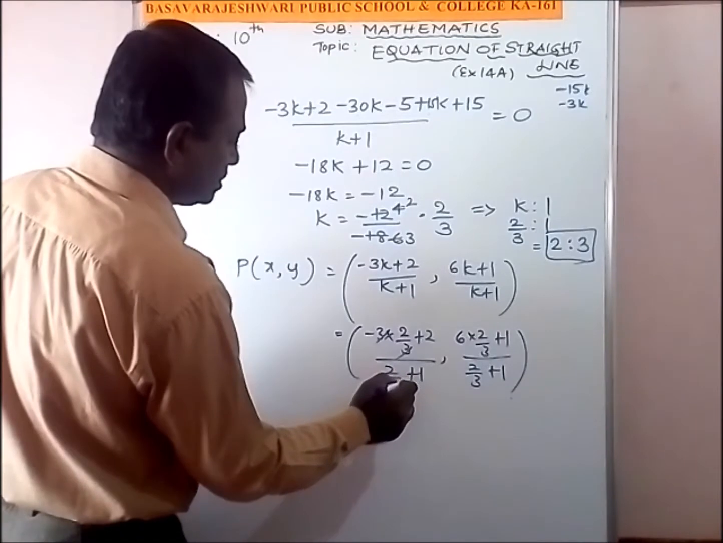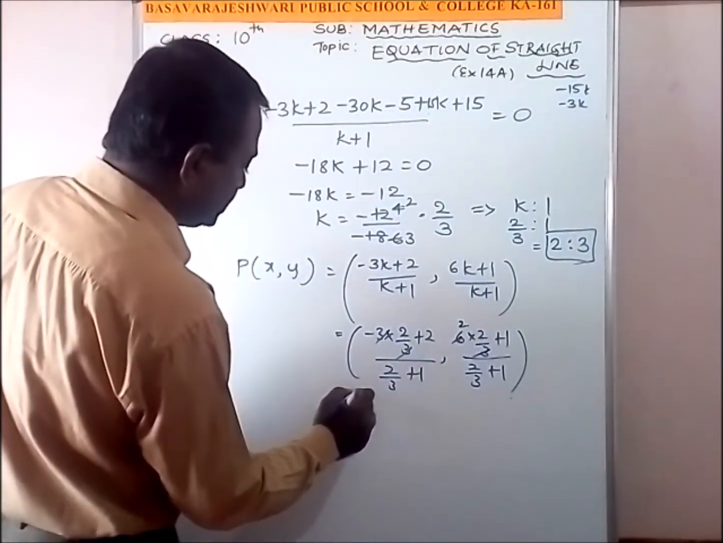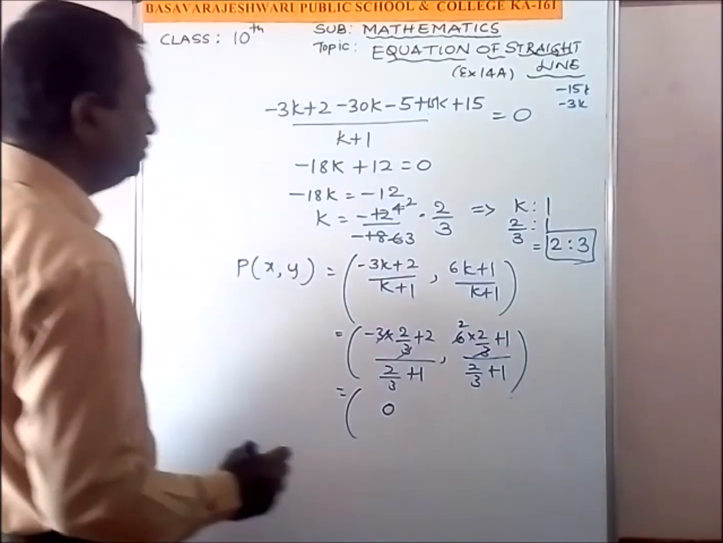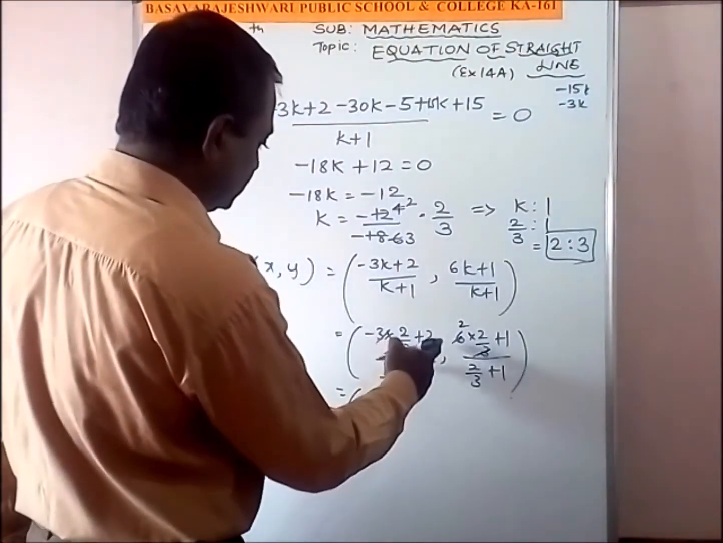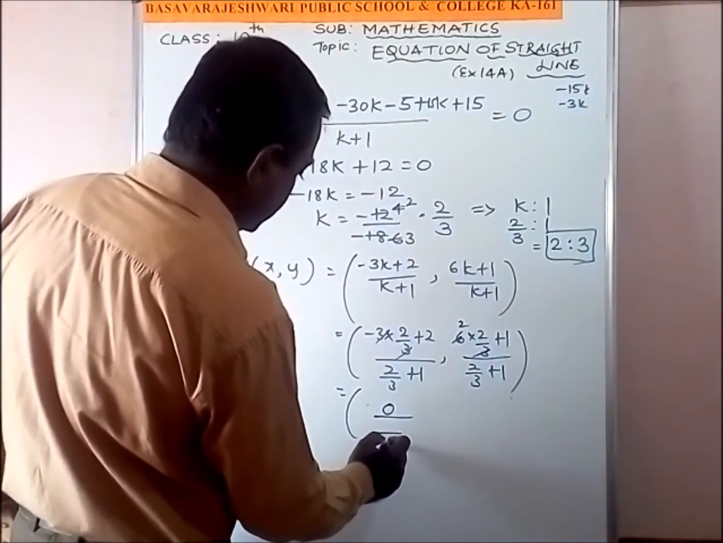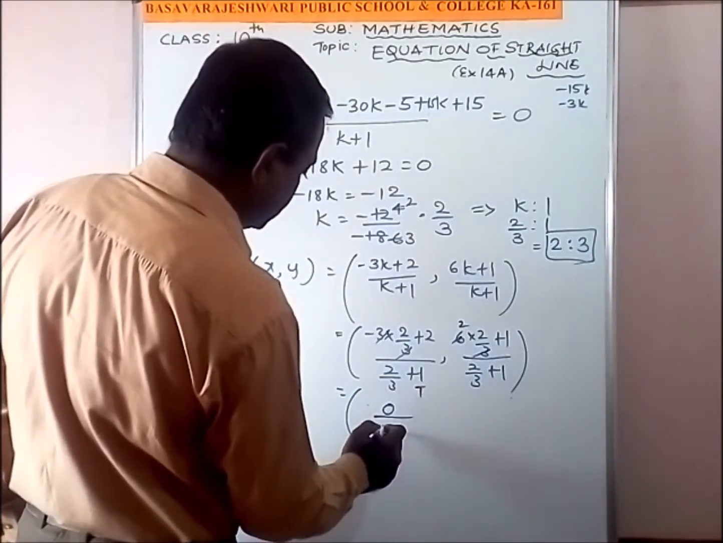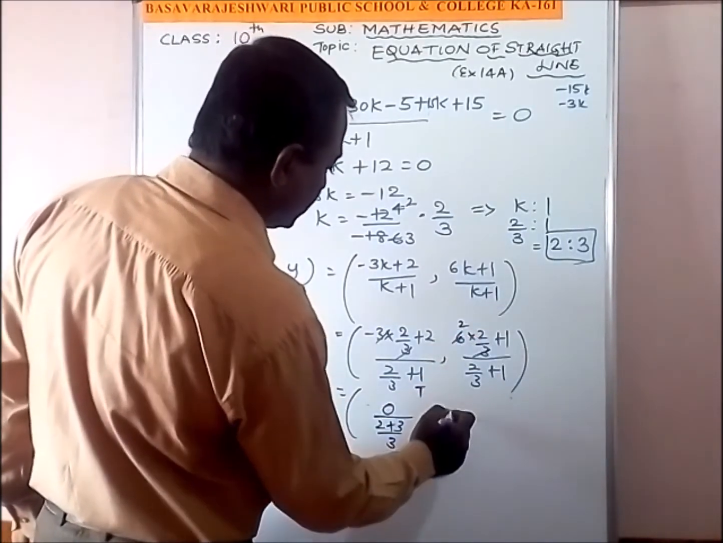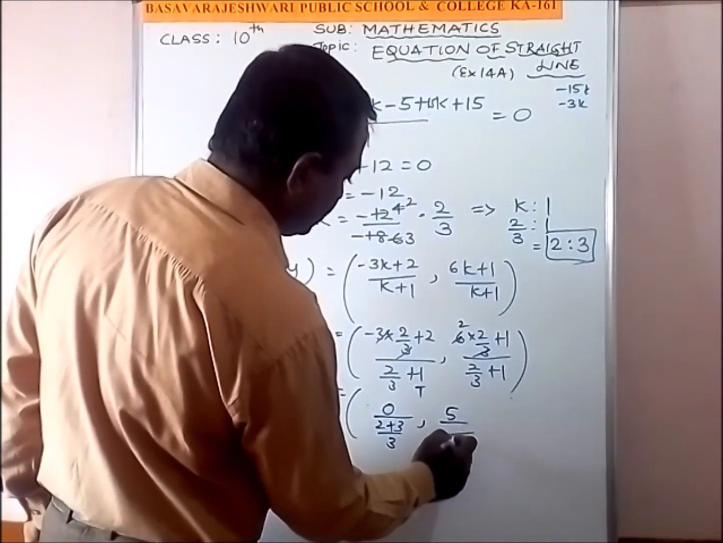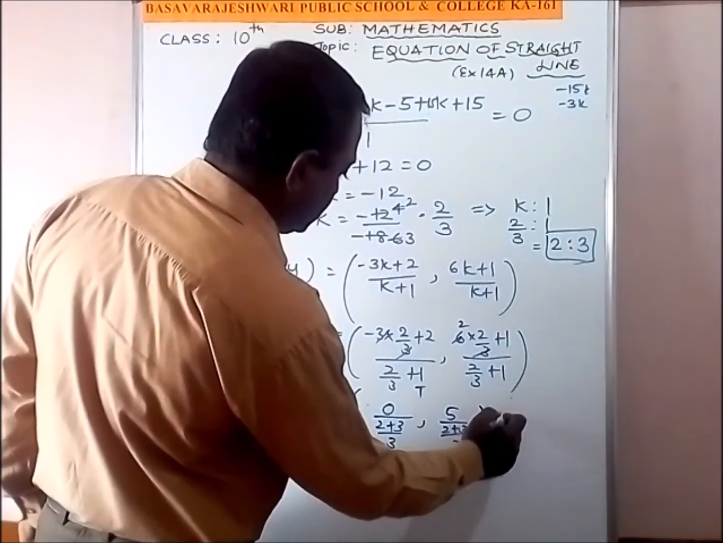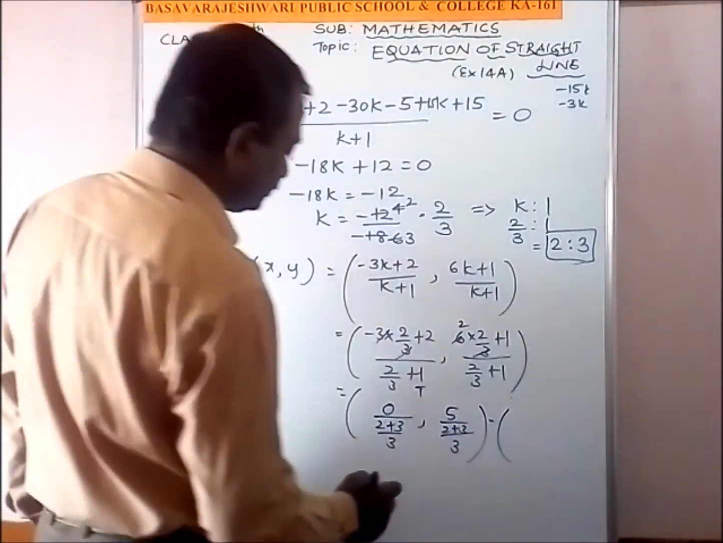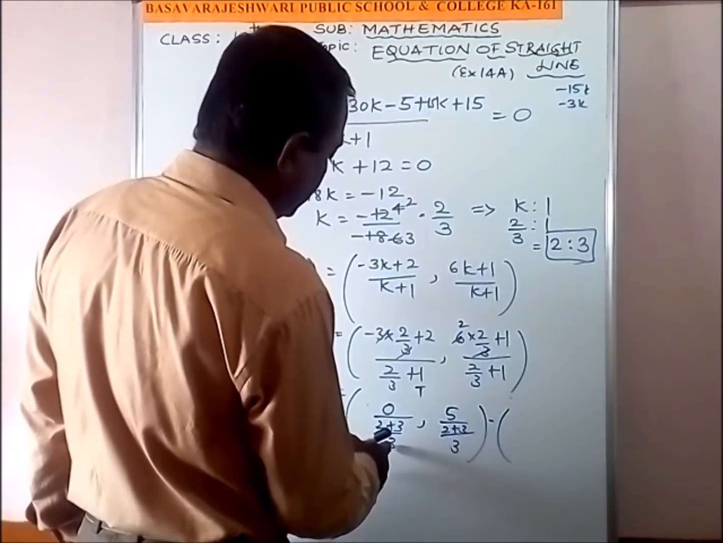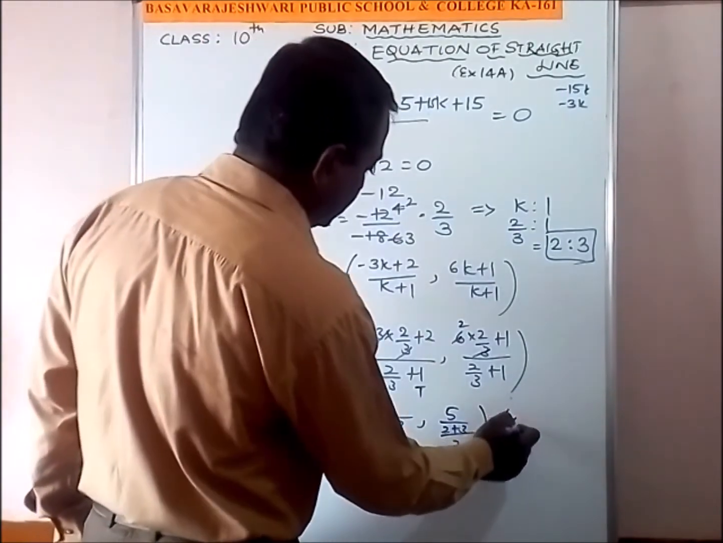3 threes cancel. Here also 3 ones, 3 twos. What remains? Here minus 2 plus 2 is 0. Good. Minus 2 plus 2 is 0 by 3 as the LCM. So what remains here? 2 plus 3. Here 3 twos are 6, 6 plus 1 is 7... 4 plus 1, 5 by 3 is the LCM. 5 by 3 into 0. So what happens? It is 0 only.